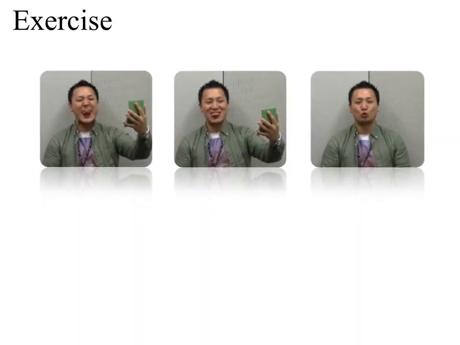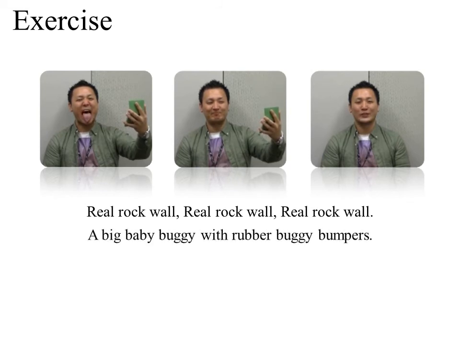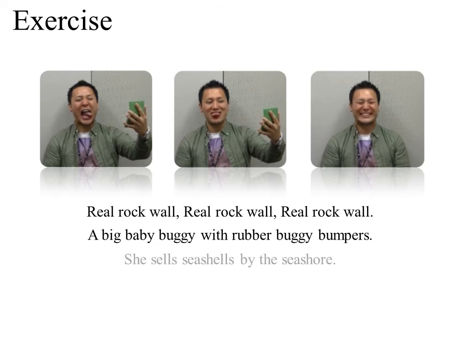Here are some other articulation examples with tongue twisters. Real rock wall, real rock wall, real rock wall. A big baby buggy with a rubber buggy bumper. She sells seashells by the seashore.